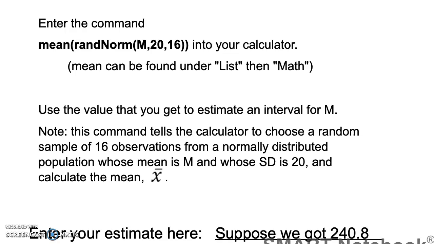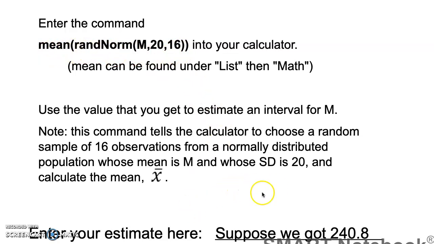All right, so what did we do with this calculator? We told the calculator to use rand norm, sorry about that, let me start again. To take a normal distribution whose mean is m, whose standard deviation is 20, take 16 numbers randomly from that population, and then find their mean. Okay, so say that again. M is the mean, 20 is the standard deviation, take 16 numbers from a normal population and find their mean.